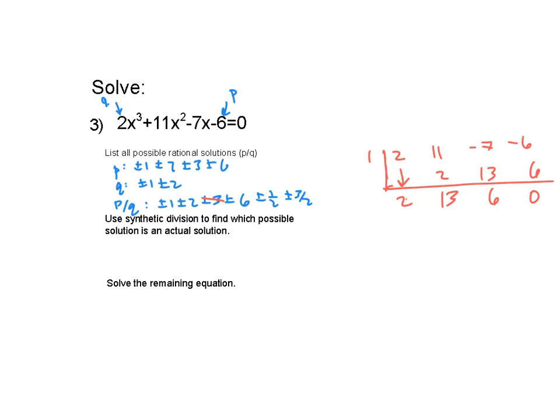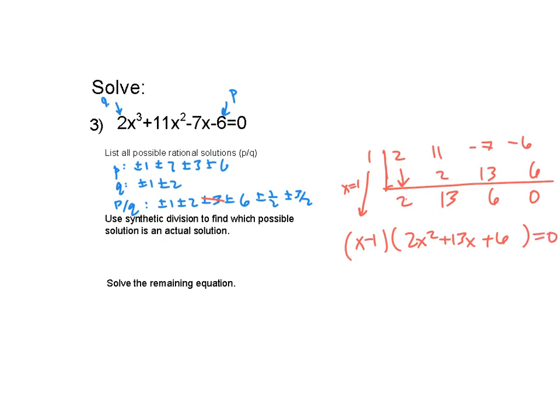Am I excited? Absolutely, I'm excited, because now the guessing and checking parts are over. I know x equals 1 is one of the solutions. If x equals 1 is a solution, that means x minus 1 is a factor of the polynomial. What am I left with? I'm left with 2x squared plus 13x plus 6.